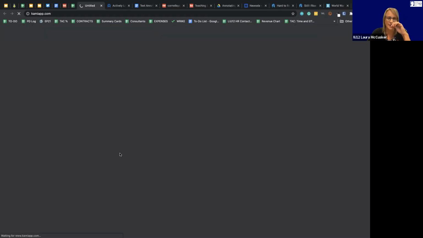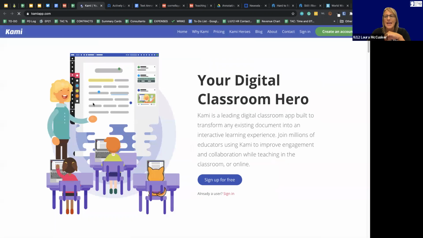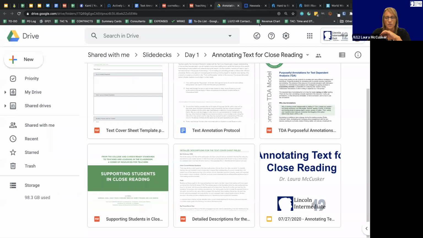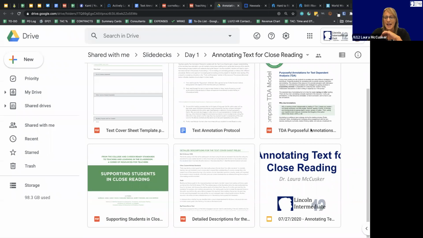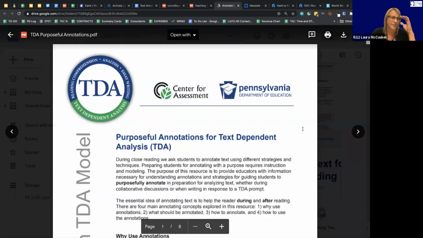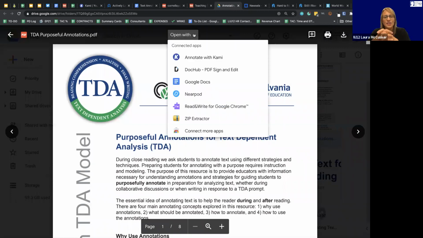Kami is a great annotation tool for PDFs if you are using Google with your students. So let's go over to our folder for today, Annotating Text for Close Reading. And let's say I'm going to pull up this PDF, the one about purposeful annotations that's in your folder. And let's say I want students to be able to interact with this PDF. What I can do is I can add Kami for free as one of the connected applications right into Google Drive. How do I do this?